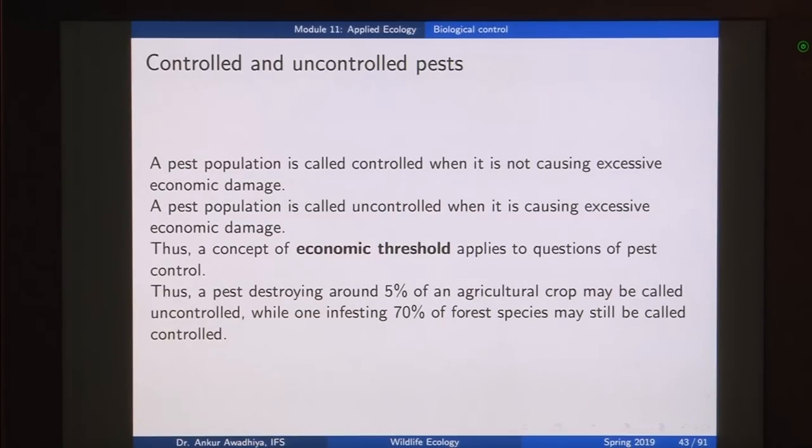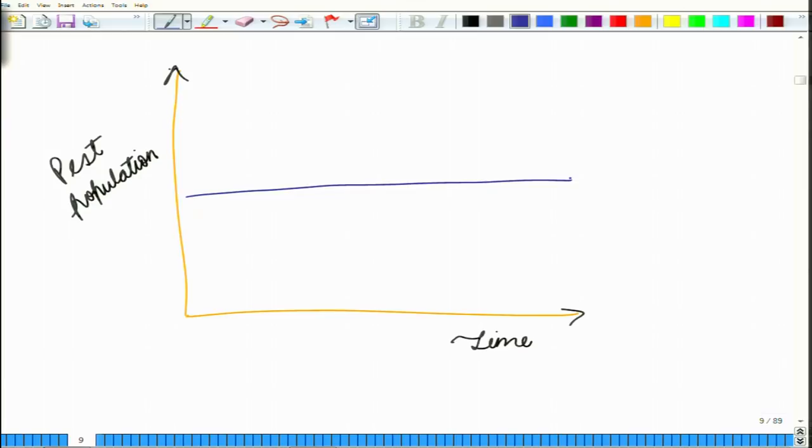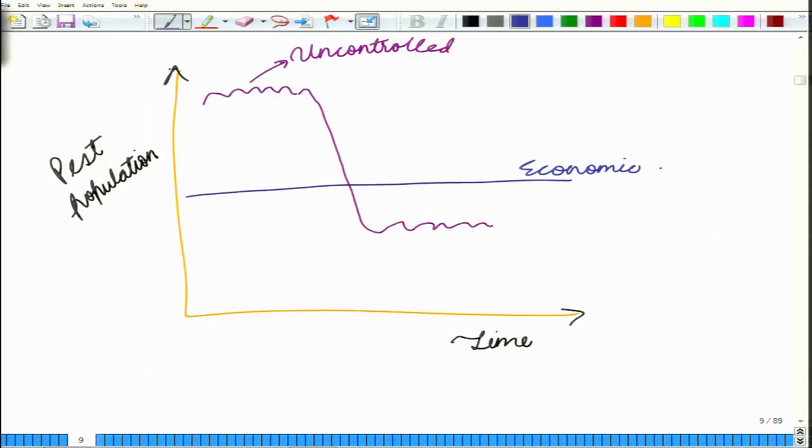So, essentially, if we look at the pest populations, let us say that this is the pest population, and here we have the time. Now, our economic threshold is, let us say, this much. In this case, if the pest population is hovering above the economic threshold, we will say that the pest population is uncontrolled. And when the population goes down and then starts hovering at a level that is below the economic threshold, we'll say that the pest population is a controlled population.